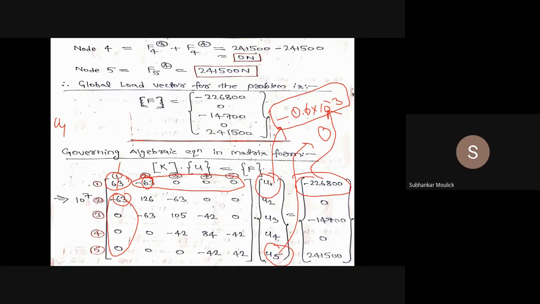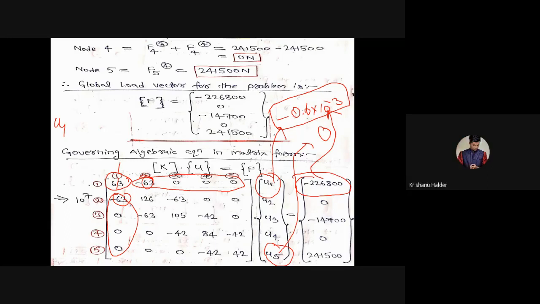If u1 is equal to minus 0.6 into 10 to the power minus 3 mm, I have to make this particular element 1 and the corresponding row value 0, similarly the corresponding column value 0, then only I will get u1 is equal to minus 0.6 into 10 to the power minus 3 mm. Are you getting my point?